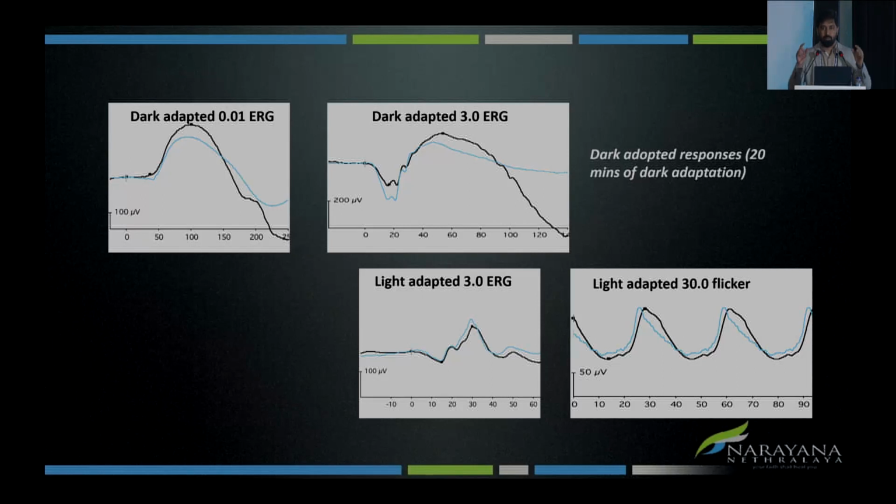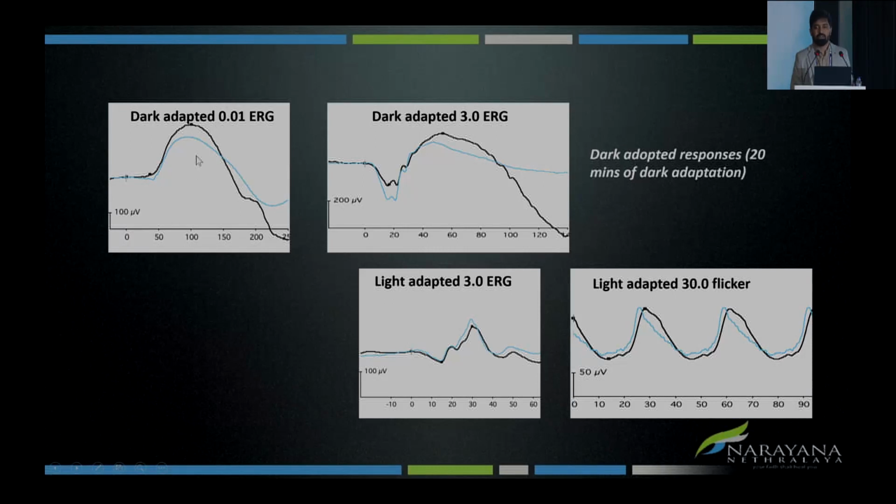In that dark room, we'll patch the eyes also. During this 20 minutes of dark adaptation, in case there is a little light exposure also, you need to repeat this 20 minutes again. So what are we trying to do here by patching the eye? We are trying to silence the cones, and we are trying to elicit only the rod predominant response. So that's what happens in the dark adapted state.